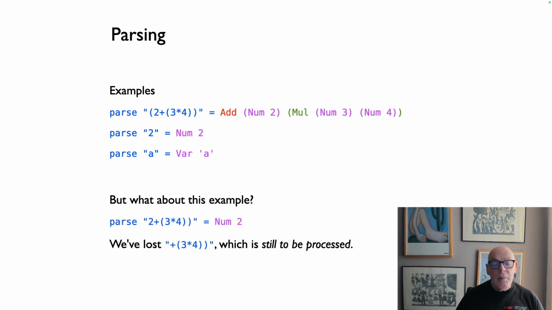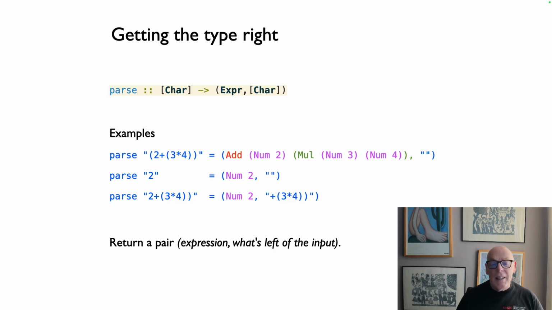But what if we parse something like this, the string beginning with 2 plus 3 times 4, parenthesis, parenthesis. The biggest expression we can build from that is num2, because the first thing in there is an expression. But in returning num2, we've lost the rest of the string, which is still to be processed. So somehow we need to deal with that. And I guess the obvious way of doing that is to return not just the expression recognized, but also the part of the string that remains unprocessed.